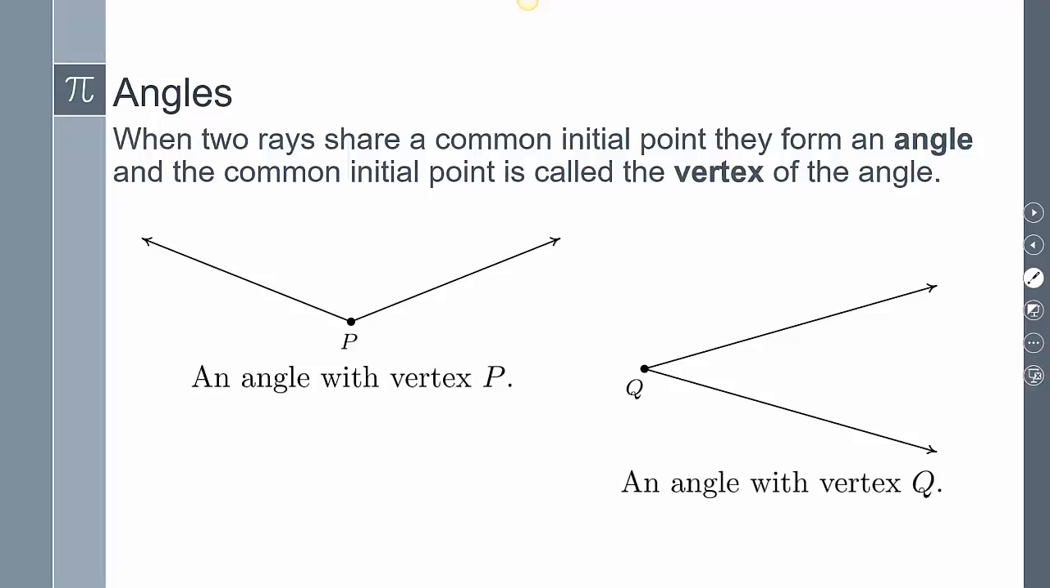Now when two rays share a common initial point, like in this case, it creates an angle. And that common initial point is going to be called a vertex. So this is an example of an angle with vertex P. This is an example of an angle with vertex Q.